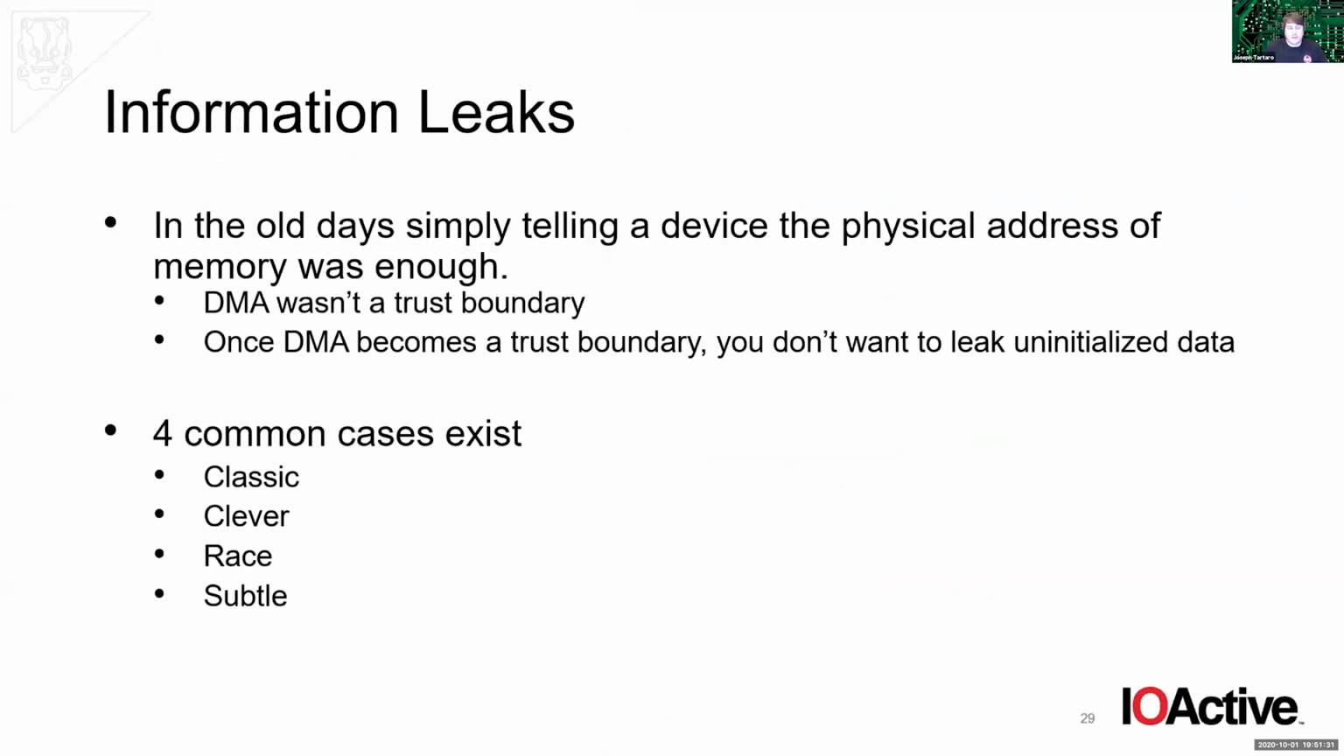And then information leaks. And this is kind of interesting, because before DMA was a trust boundary, you didn't really have to worry about this, because the devices could just touch memory. But now that it is a trust boundary, you have to actually care about leaking uninitialized data. And so we have 4 common cases that we've dubbed as classic, clever, race, and subtle.